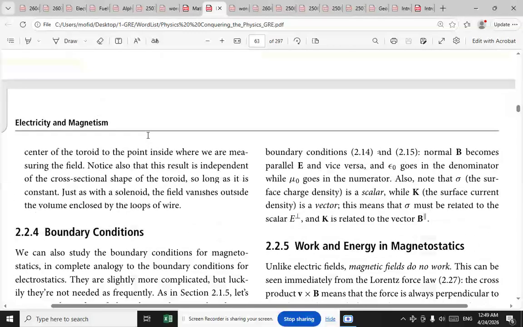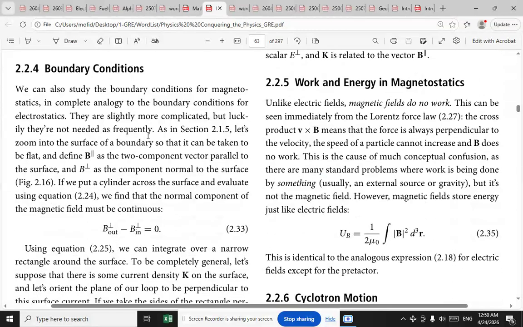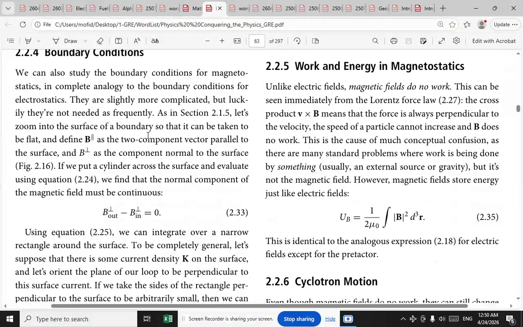Boundary conditions 2.14 and 2.15: normal B becomes parallel E and vice versa, and epsilon 0 goes in the denominator while mu 0 goes in the numerator. Also note that sigma, the surface charge density, is a scalar while K, the surface current density, is a vector. This means that sigma must be related to the scalar E perpendicular and K is related to the vector B parallel. And now I'm going to go through 2.2.5, work and energy in magnetostatics.